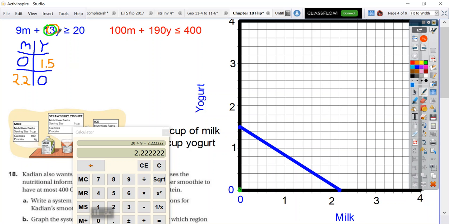So if y is 0, this whole thing is 0. If m is 0, the whole thing is 0. So 0 plus 0 is 0. And I'm getting the statement 0 is greater than or equal to 20. That is not true. That is just completely false. So since that's a false statement, I know 0, 0 is not in the shaded region. So I'm going to go ahead and take the liberty and shade everything that is not in the region that 0, 0 is in.